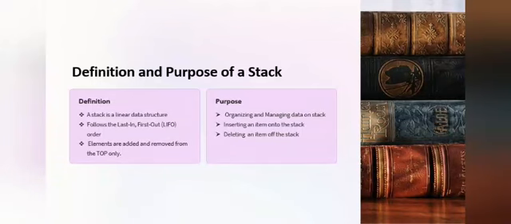Definition and purpose of a stack. A stack is a linear data structure that follows last in first out order. On the right side of the image, there is a stack of books. To get the last book, you have to take all the three books from the top. This shows the concept of last in first out principle.